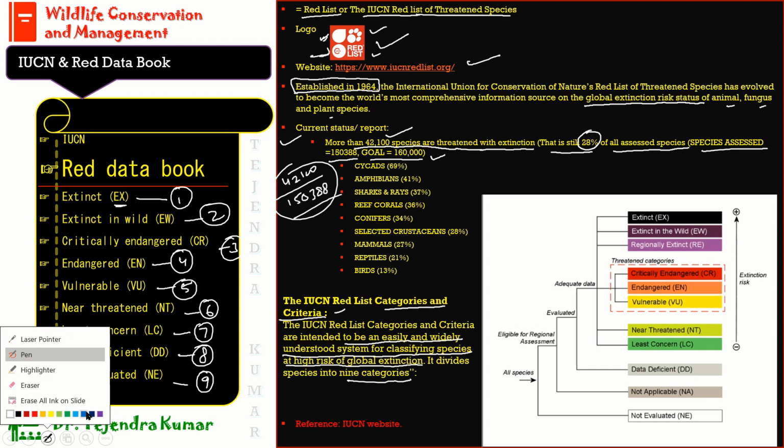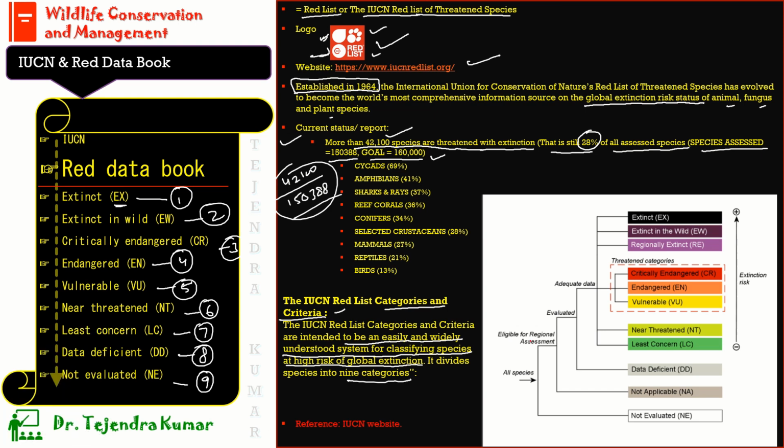So let's talk about this one. Here you can see, if you see all species, generally if they are not evaluated, then these are classified under the category of NE. And if they are eligible for regional assessment, then these are taken under all these categories. IUCN allows some regions to publish their regional list as well. So actually there are two lists. One is the global, second is regional. Regional lists are published by their own region, like the European region, which publishes its own list.